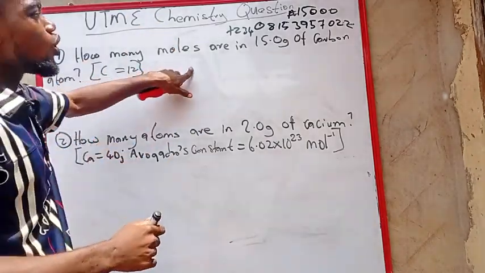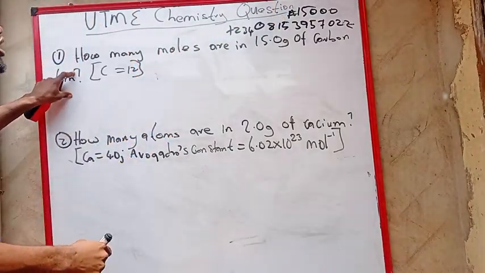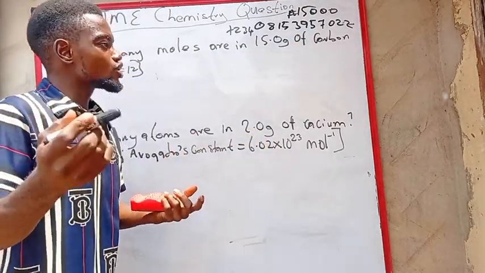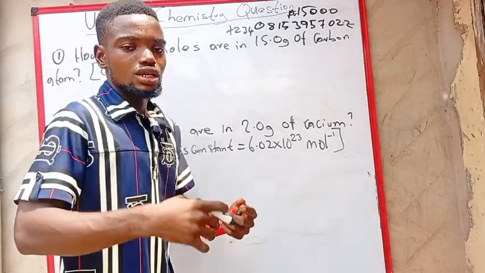Now, how many moles are in 15.0 gram of carbon atom? Now I want to tell you something. That thing that you call relative molecular mass is also called the mass.